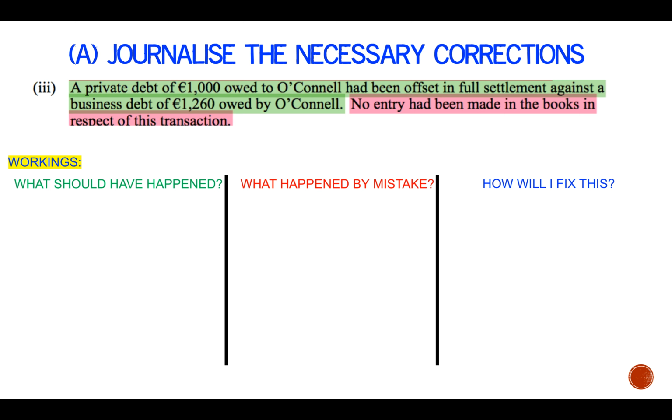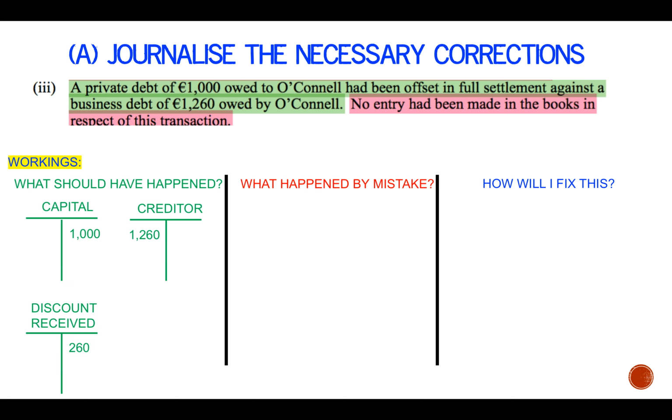So think about, who did they owe that to? Well, they owed the business debt to the creditor. So the creditor is going to reduce by the 1,260. Now the private debt owed by O'Connell had been offset against a business debt. So O'Connell personally was owed €1,000, but then O'Connell's business owed the creditor 1,260. But they just called it quits after that, right? So technically, O'Connell personally gave the business €1,000.